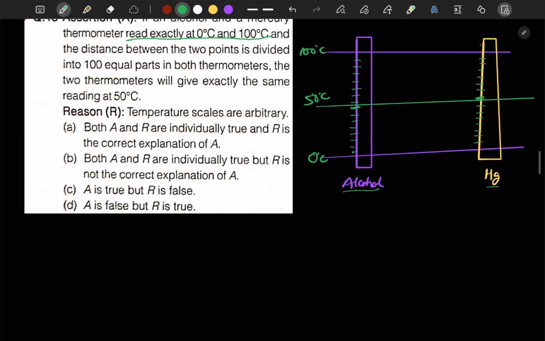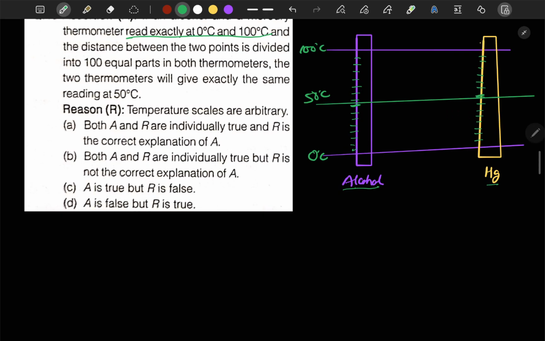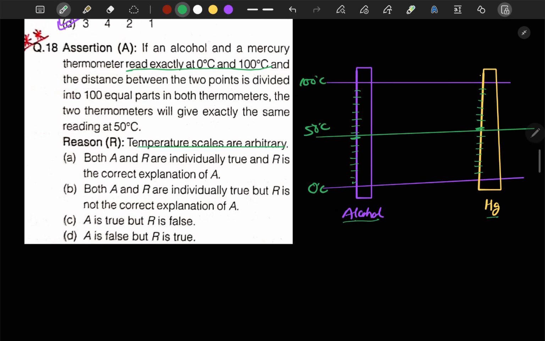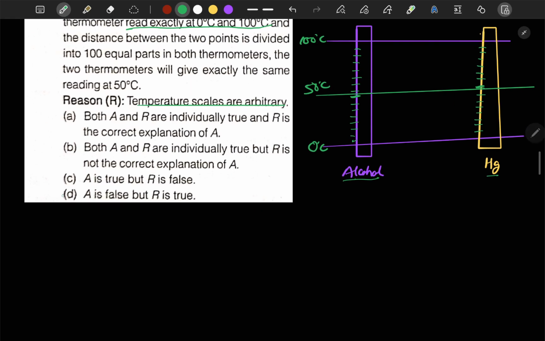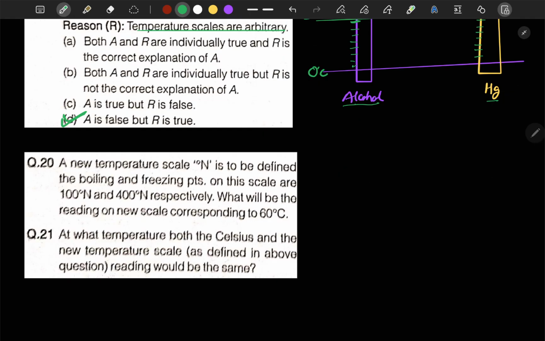And the reason is that temperature scales are arbitrary. All the temperature scales are arbitrary, so they can't show exactly the same reading. So here the assertion A is false but the reason R is true. Option D. Next, let's talk about question number 20.